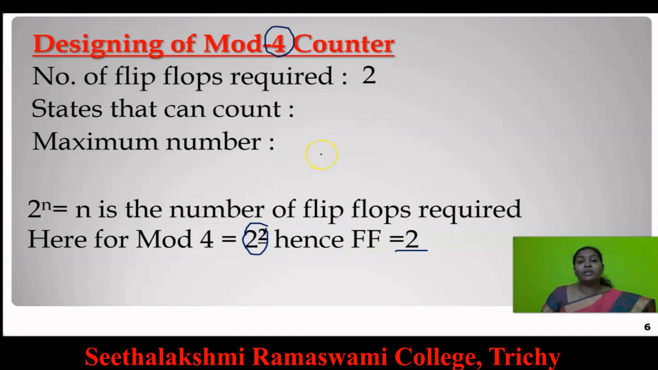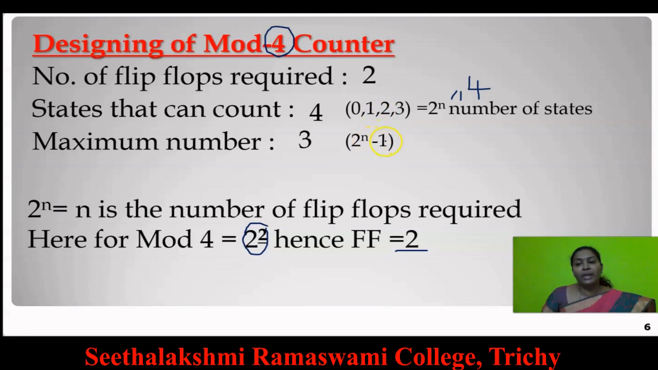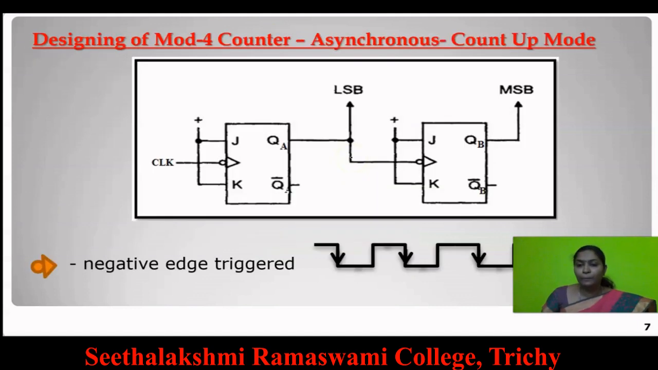And the number of states that it can count: Mod 4 means 4 counts, so 0, 1, 2, 3. So 2 to the power n is equal to 4, so it can count only 4 states. And the maximum number that it can count is given by the formula 2 power n minus 1. So it is 4 minus 1. So the maximum count the Mod 4 counter can count is nothing but 3.